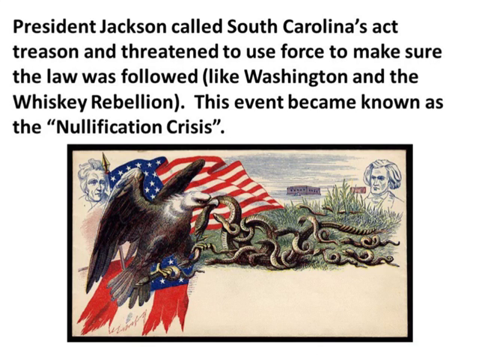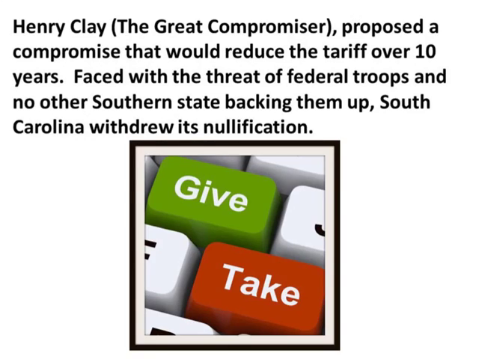President Jackson called South Carolina's act treason and threatened to use force to make sure the law was followed, like Washington and the Whiskey Rebellion. This event became known as the Nullification Crisis. Henry Clay, the great compromiser, proposed a compromise that would reduce the tariff over 10 years. Faced with the threat of federal troops and no other southern states backing them up, South Carolina withdrew its nullification.